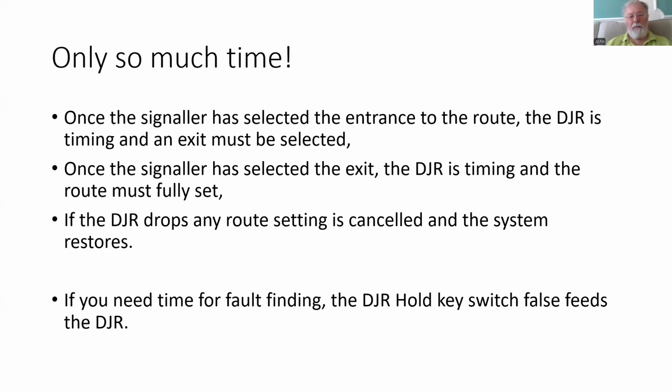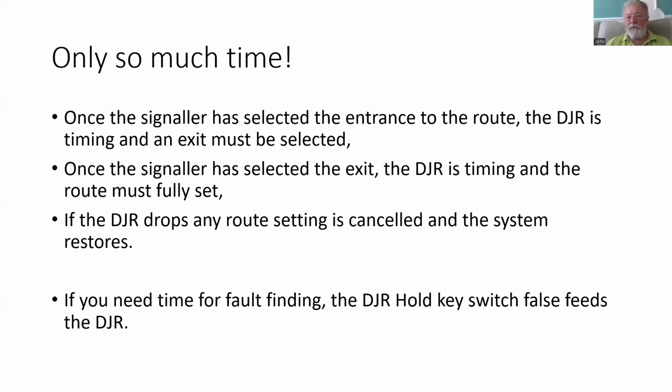There's only so much time after the signaler has selected the entrance for the exit to be selected. And similarly for this, once the signaler has selected the exit, the route has to set within the time the DJR takes to drop. And if the DJR drops at any point during the route setting process, then that route set is cancelled and the system will restore.